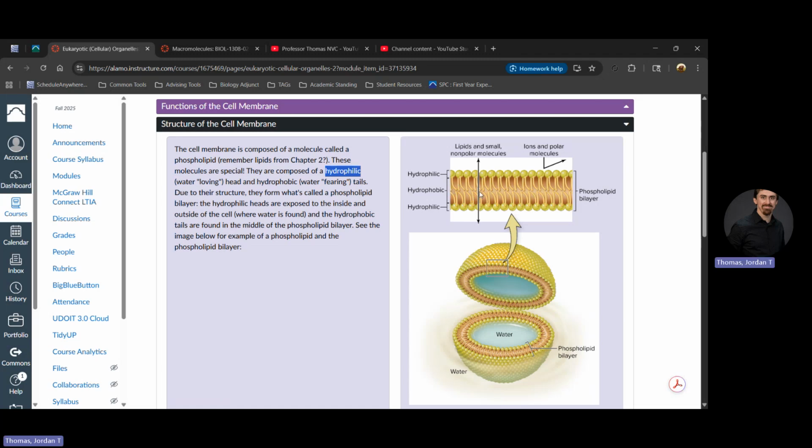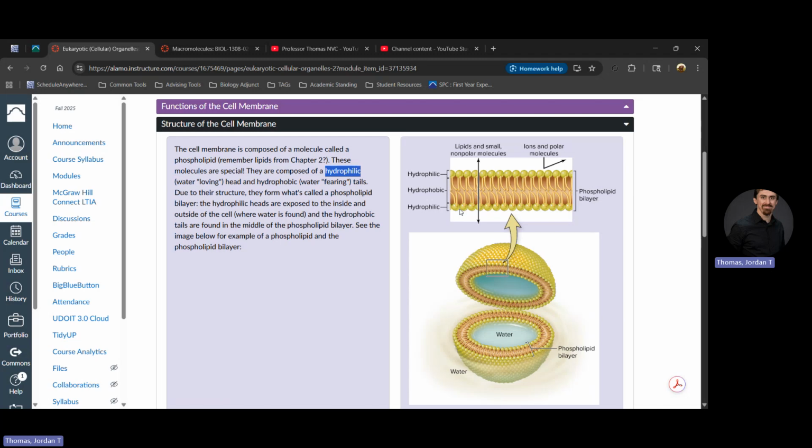So when the phospholipids come together, they form what's called a phospholipid bilayer. A phospholipid bilayer means it's a two-layer, bi means two, so two layers of phospholipids. And they form that because all these little tails, these hydrophobic tails, want to stay away from the water, while the hydrophilic heads want to be near the water. So these molecules naturally tend to form this phospholipid bilayer.